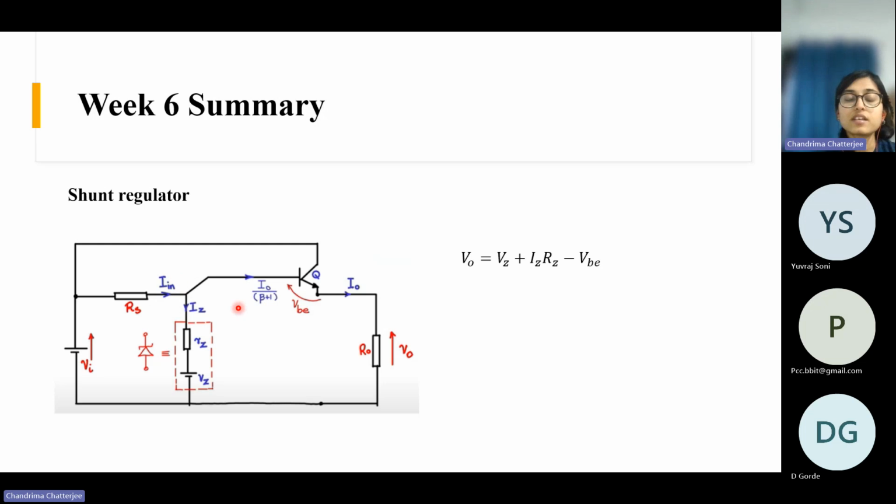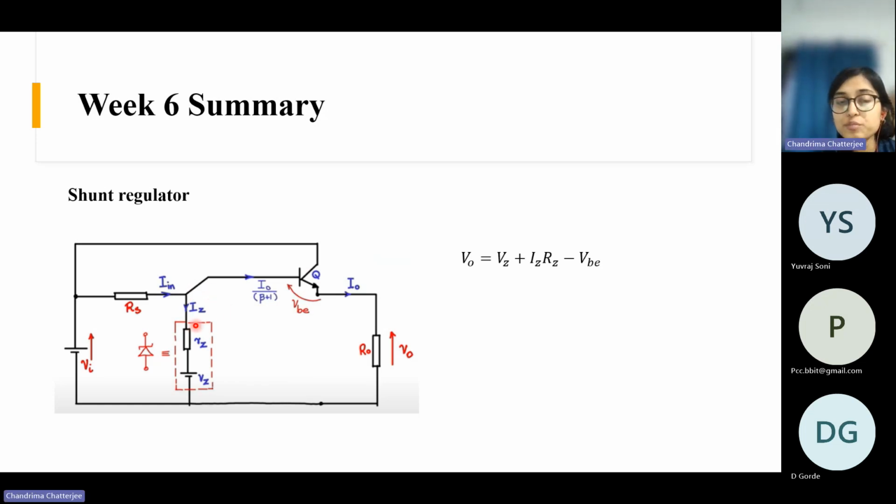This is the modified circuit of a shunt regulator. What are the additional components that we added? First of all, you can see that we have added a BJT here. Otherwise the circuit components are the same, and the base of the BJT is connected to this node. Earlier we were connecting this node to the output node, but now the base of the BJT is connected here.